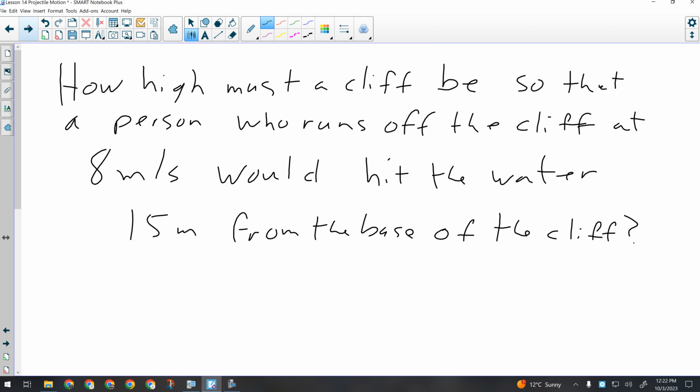Okay, so how high must a cliff be so that a person who runs off the cliff, these are violent questions, who runs off the cliff at 8 meters per second, oh, it's water, okay, so they're going to live, okay, would hit the water 15 meters from the base of the cliff. So this is like a cliff diving question, kind of. Okay. So they're running off the cliff at 8 meters per second, and they would hit the water 15 meters from the base of the cliff.